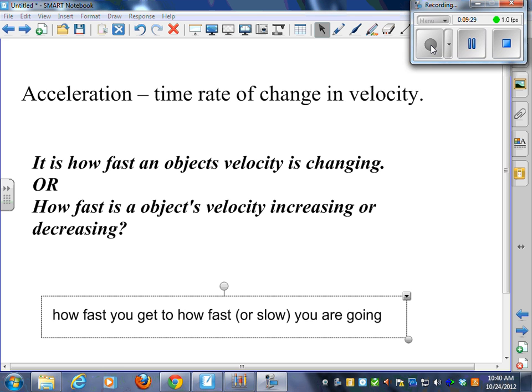If I fire a tennis ball at Connor's head, and he catches it, right? Is he going to slow that ball down really fast? It's going to go from really fast, like 100 miles an hour, maybe not, right? To stop pretty quick, right? It's going to have a really big acceleration, right?